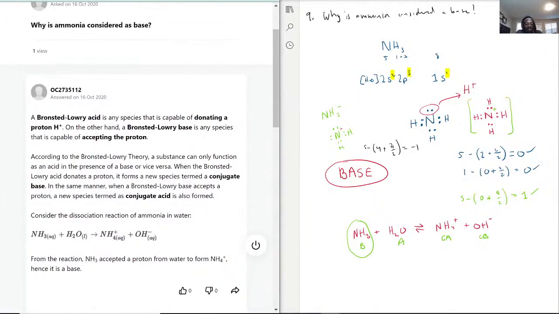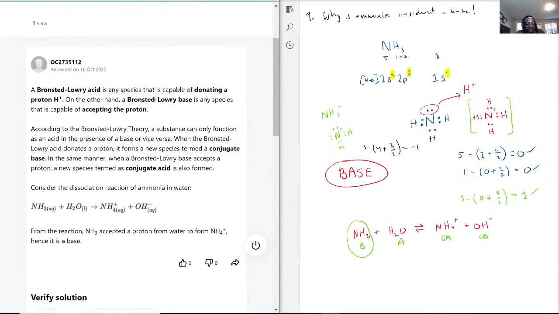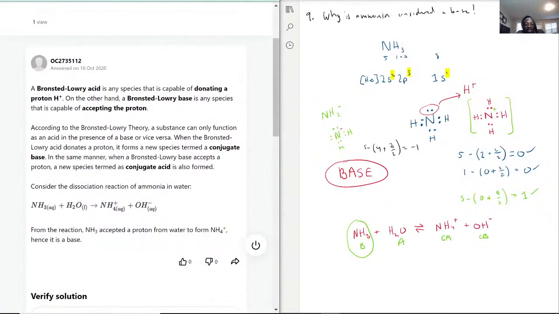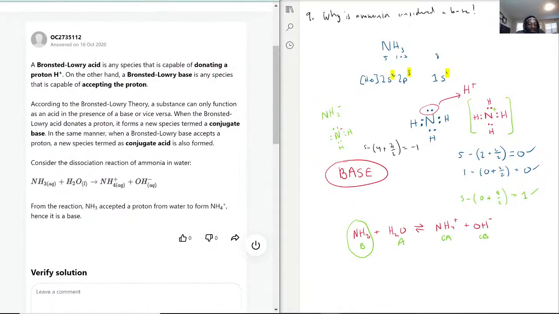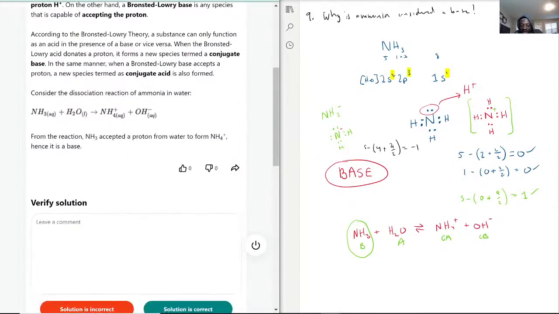So exactly, here we have a Bronsted-Lowry base accepting the proton, and so it forms a new species called the conjugate acid, in this case for ammonia. Exactly because it reacts with water to form NH4 plus, it's a base in all accounts. So this is correct.